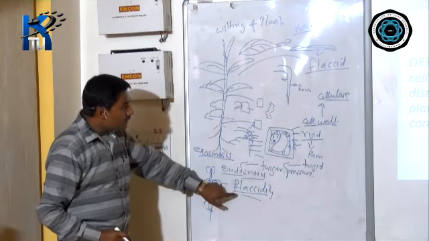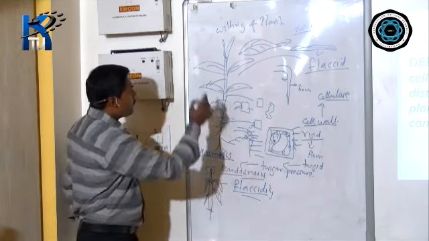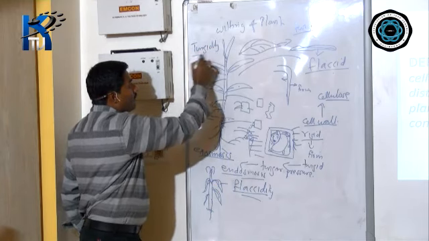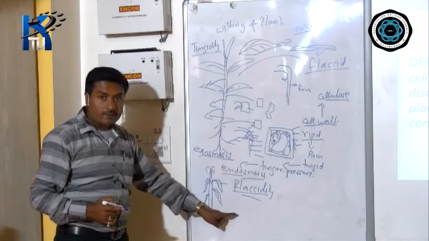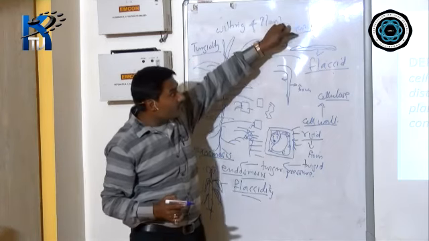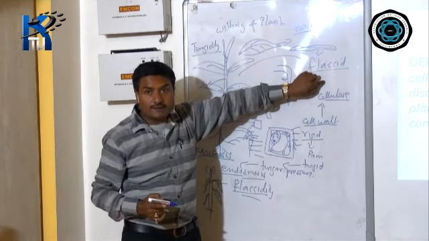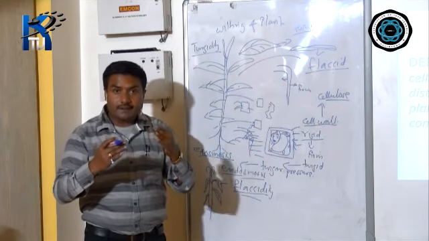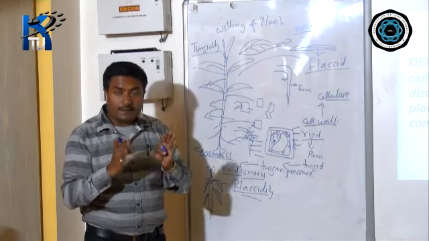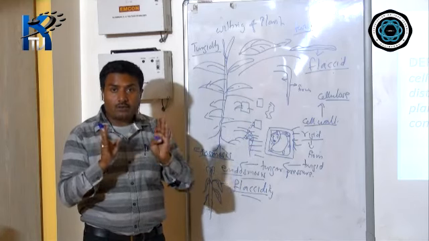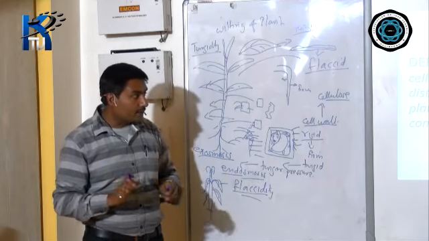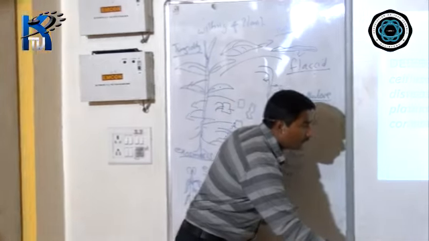That means the opposite of turgidity will be flaccidity. The opposite of turgid will be the flaccid condition. So it is due to turgidity and flaccidity of the cell. These are some of the phenomena that go on during absorption of water and minerals.